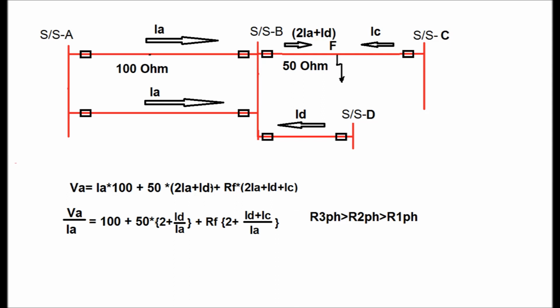So we can see that the actual impedance is 150 ohm from the substation A end, but the relay will see the fault point at a further end due to the infeed factor from different substations. So we must give the resistance reach for different zones, that is, for zone 3 the resistance should be greater than that given for zone 2, and that given for zone 1, that is R3 phase should be greater than R2 phase, and that should be greater than R1 phase.